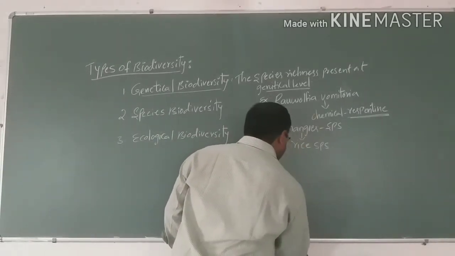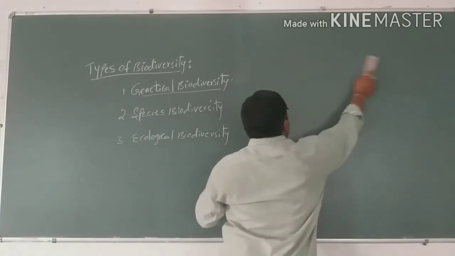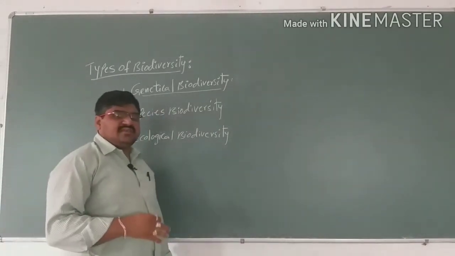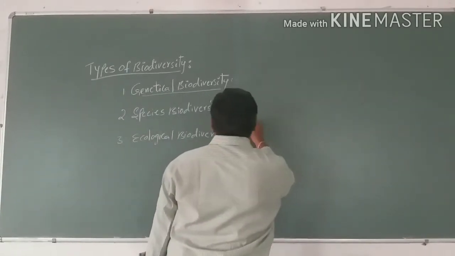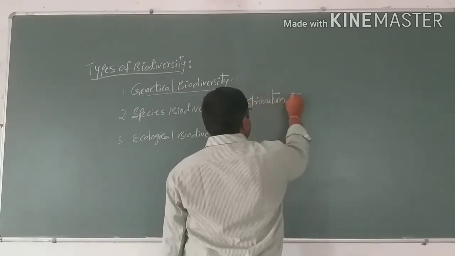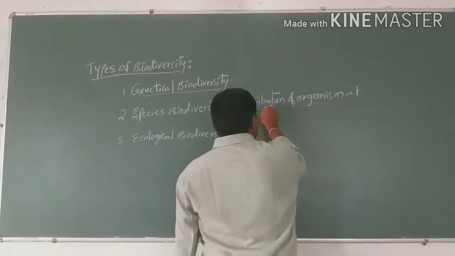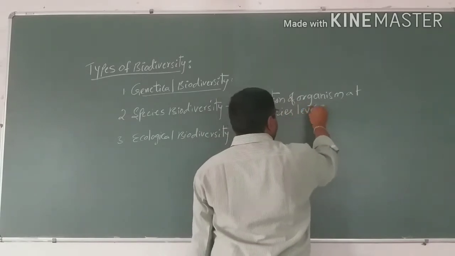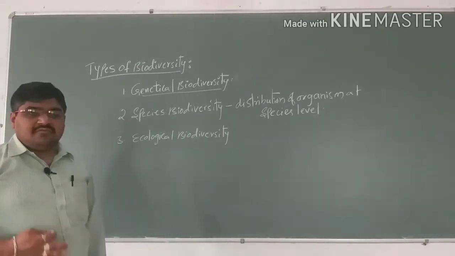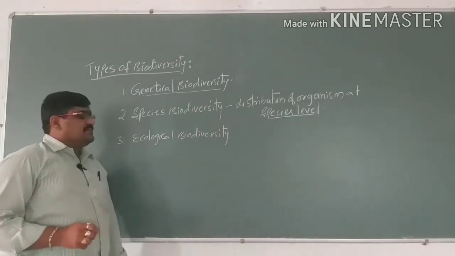Next, coming to the second one, species diversity. Here species diversity means the distribution of species, that means distribution of organisms at a species level. Life forms which are present at the species level, we call species biodiversity.